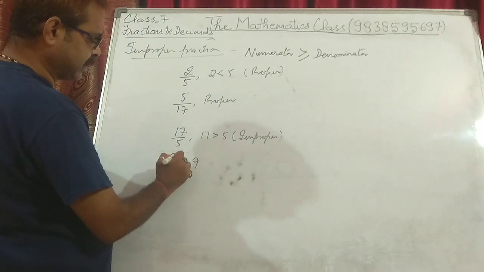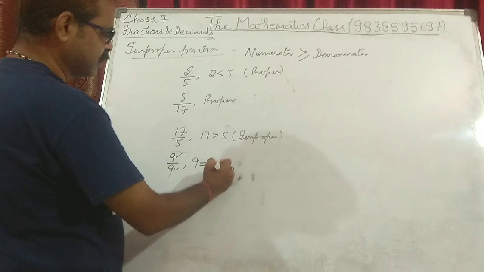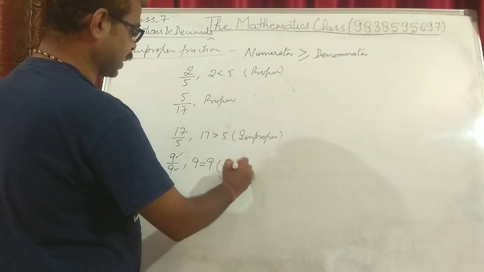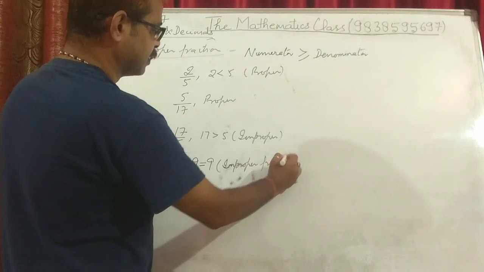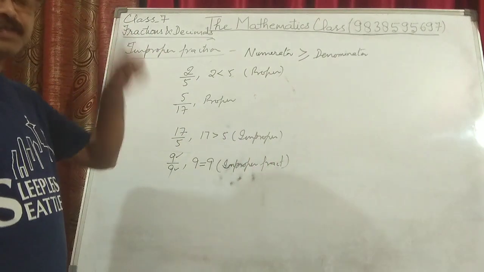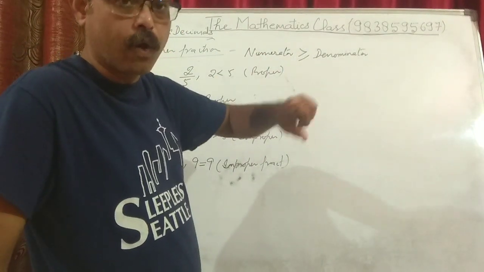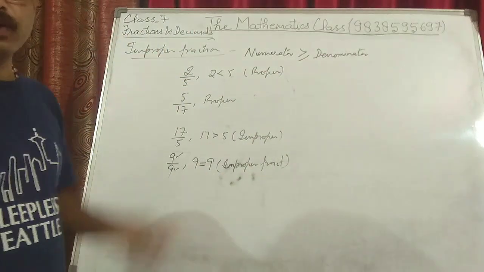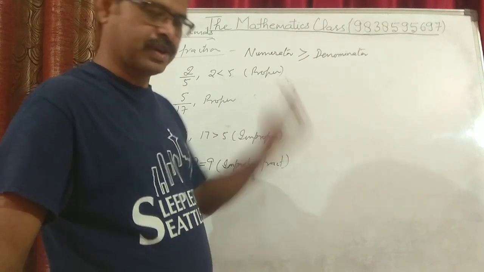And I say 9 upon 9. Here numerator is 9, denominator is also 9. So 9 is equal to 9, so that is also an improper fraction. Improper fraction means any fraction in which the numerator is greater than or equal to the denominator, we call that fraction an improper fraction.